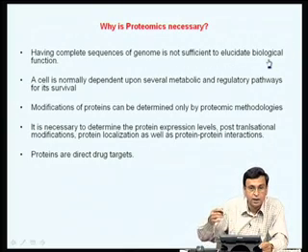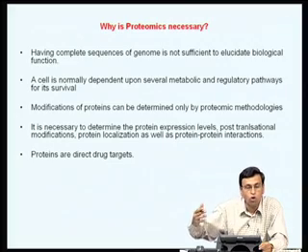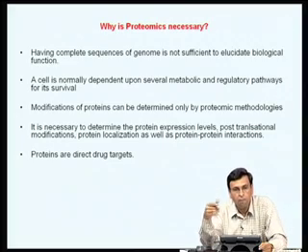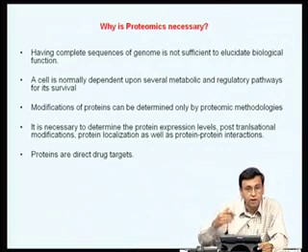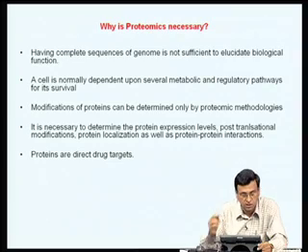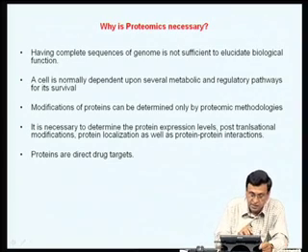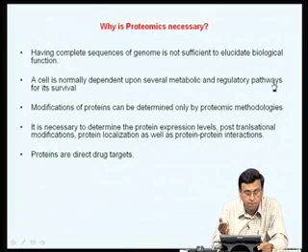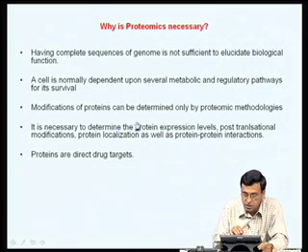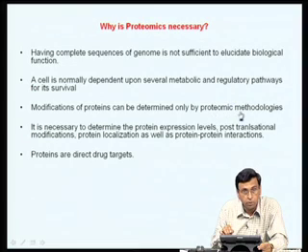So, it became clear just by sequencing genome after genome, just looking at the genome organization, you cannot really understand what is going on inside the cell, because ultimately you need to understand how these genes are getting transcribed and how the proteins are being made and how these proteins function inside the cell. Now, a cell is normally dependent upon several metabolic and regulatory pathways for its survival, and modifications of proteins can be determined only by these technologies.